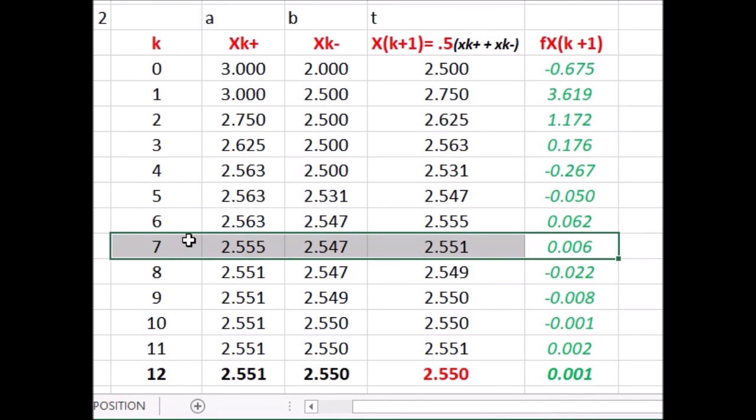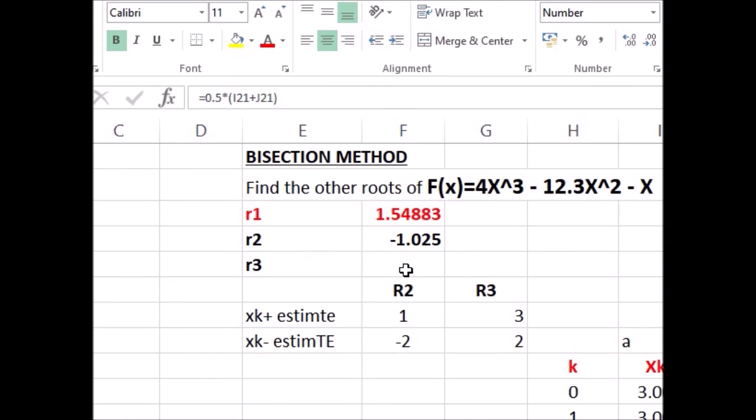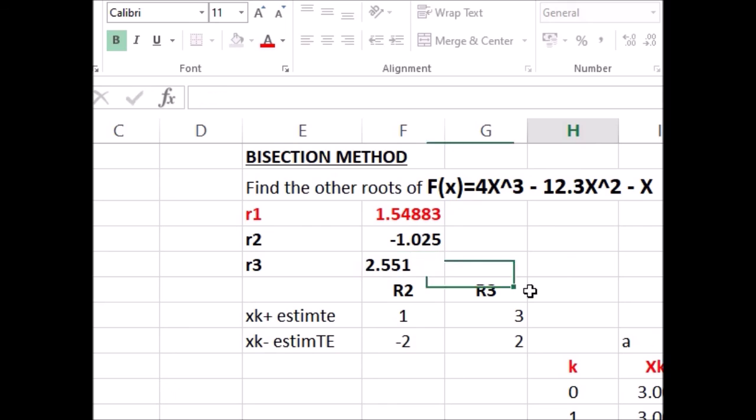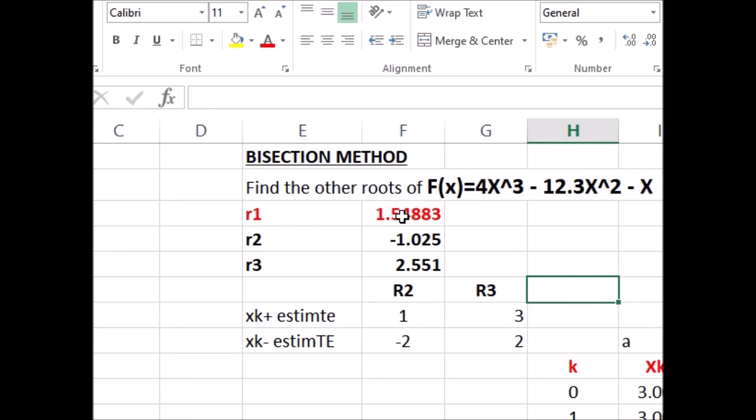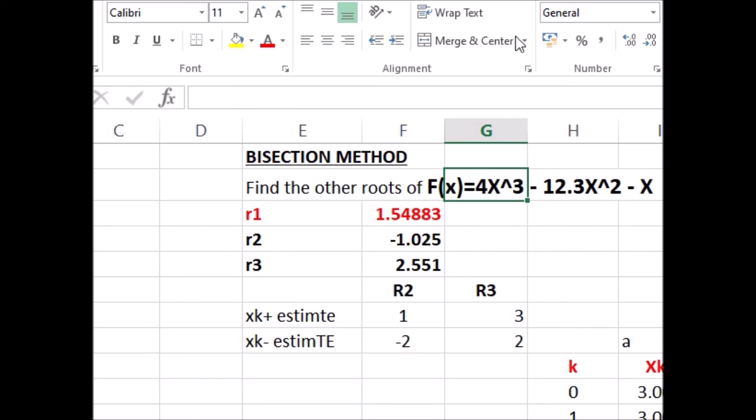Okay? So, I'm going to stop here. And so, ibig sabihin that will give you an idea that our root 3 or the third root is this one, 2.551. Now, I can now write this here. This is now 2.551. Okay? So, you can pause the video and you try to replace, plug in itong values ng ating R1, R2 dito sa ating X. And it should give you 0. Okay? So, this is our bisection method.